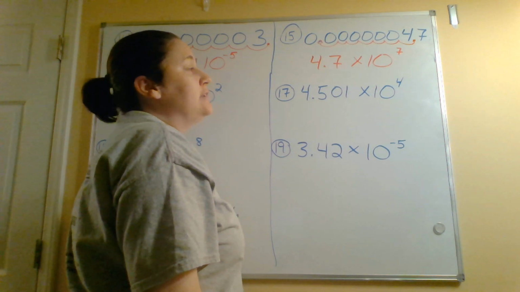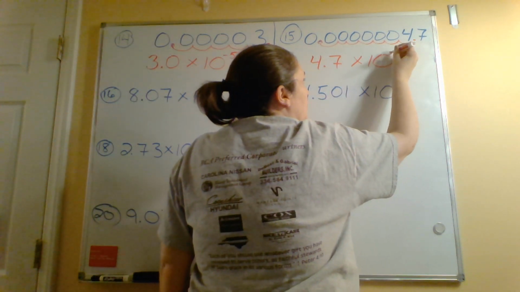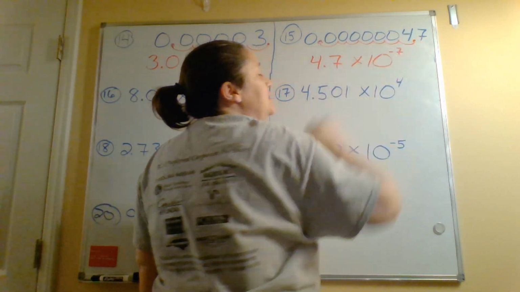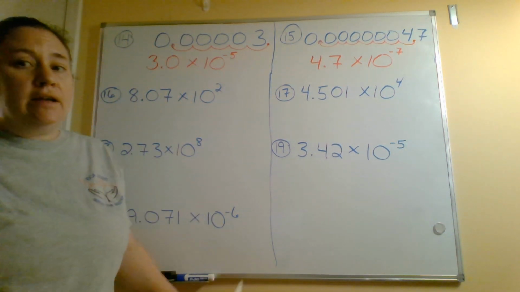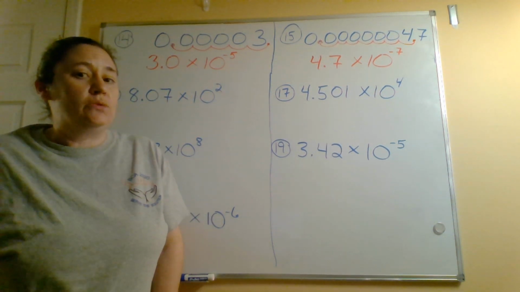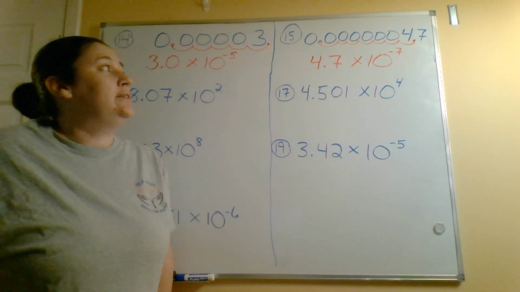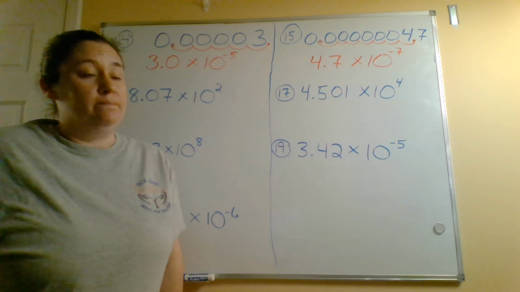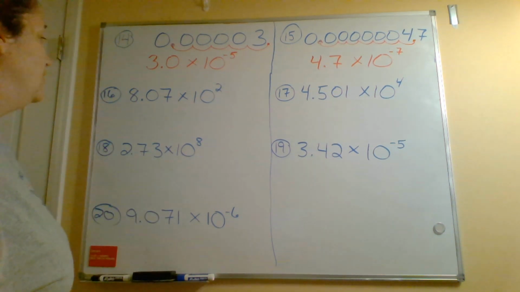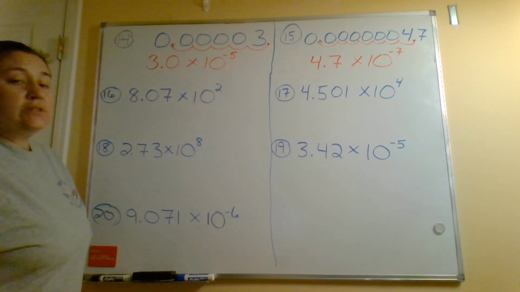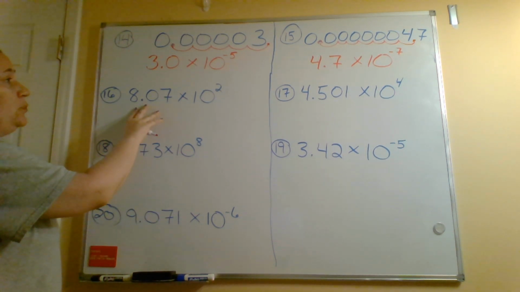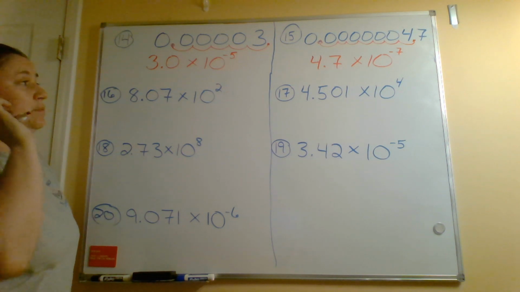And then make that exponent negative because this was a tiny little decimal. It wasn't a big number up in the thousands or the millions or the billions. It's a tiny little decimal that's smaller than 1. So the exponent is negative. Number 16, we have 8.07 times 10 to the second power.